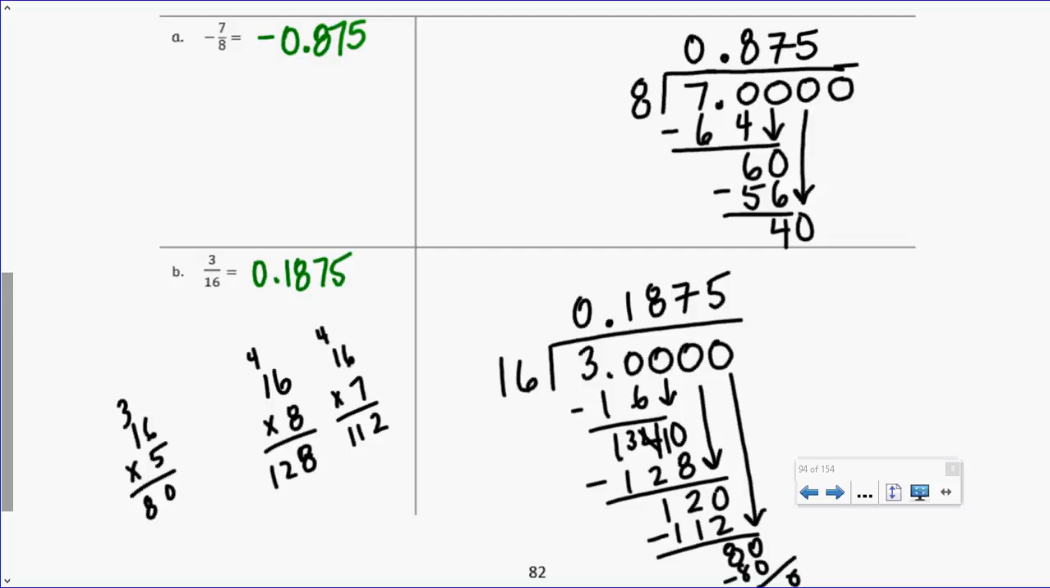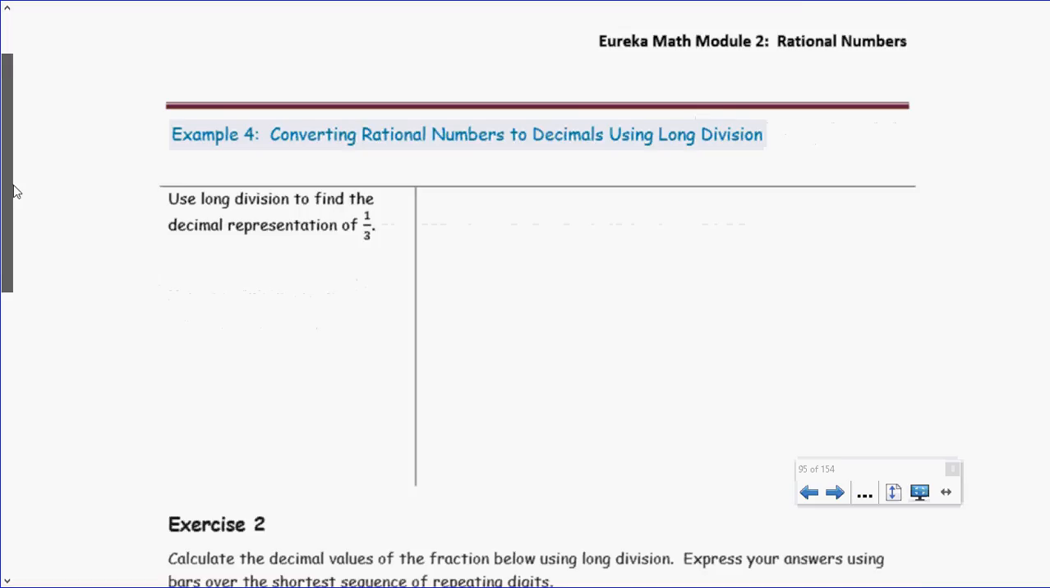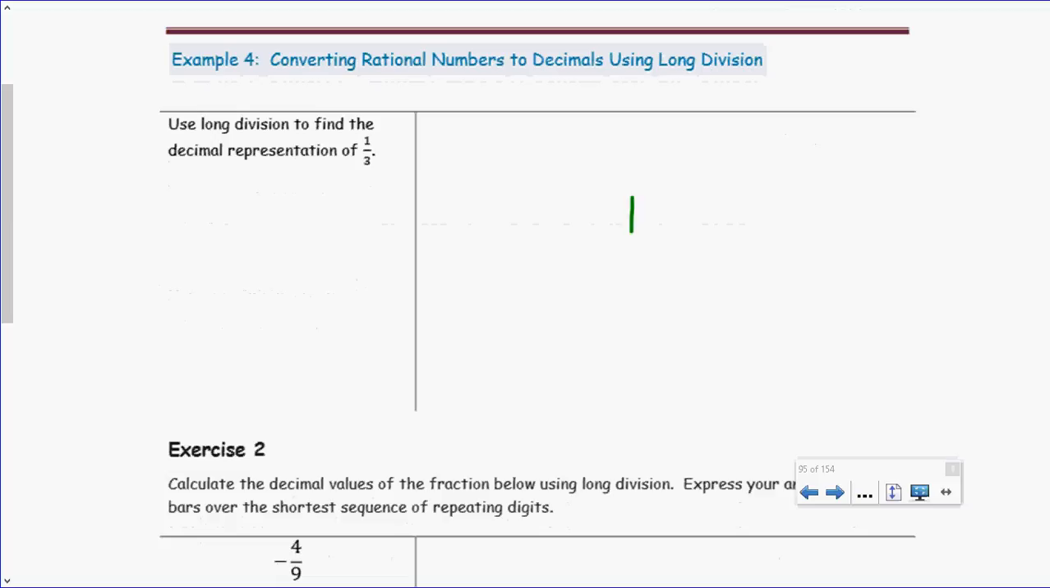Okay, let's go on to the next page where we have 1/3. You already know the answer to this because we did it on the first page, but here's why it repeats. If I do 1 divided by 3, it's going to be less than 1, so 0.00. Keep going if you want.